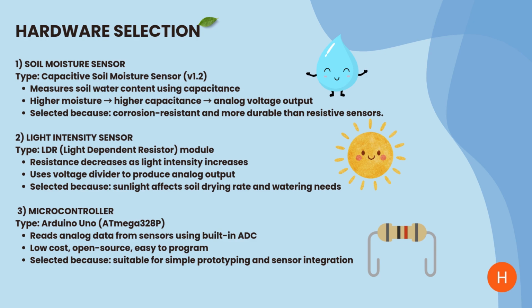The next one is the light intensity sensor. We are using an LDR module. Resistance decreases as light intensity increases. It uses a voltage divider to produce an analog output, and it is selected because sunlight affects soil drying rate and watering needs. And lastly, our microcontroller, we are using Arduino Uno. It reads analog data from sensors using a built-in ADC, and is low cost, open source, and easy to program. It is selected because it's suitable for simple prototyping and sensor integration.